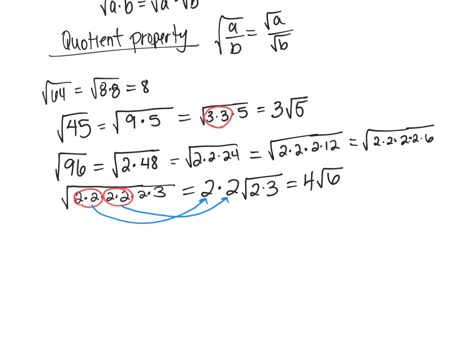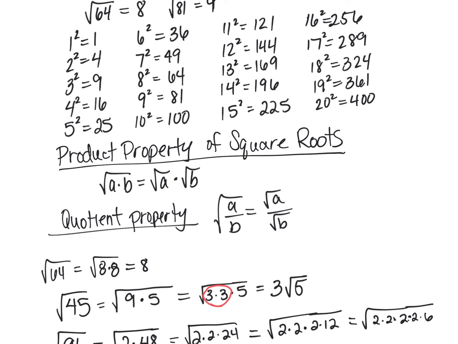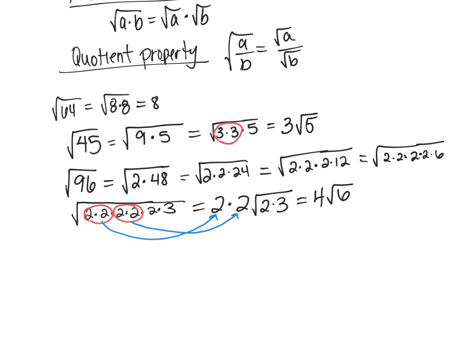Another way to do this problem: the square root of 96. I'm going to show you a faster way if you know what two numbers multiply to get 96. 2 and 48 is not going to get me there quickly, but 16 times 6 does.